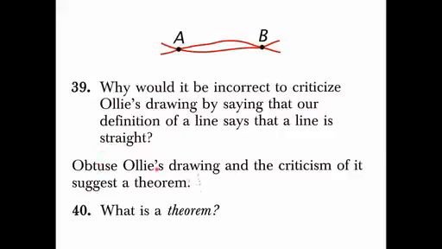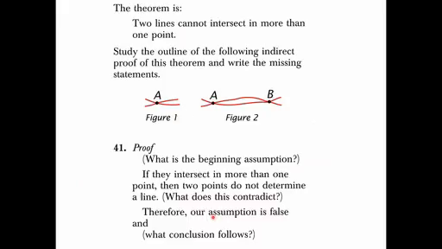And then finally, Obtuse Ollie's drawing and the criticism of it suggest a specific theorem. They don't ask which one, but they ask what is a theorem, to set it off from a postulate that we've done in this chapter. Here's the particular theorem: 2 lines cannot intersect in more than 1 point. That's a theorem we're thinking about.